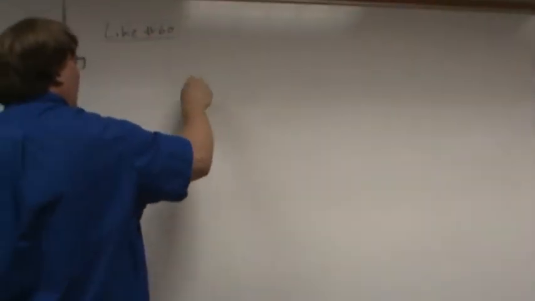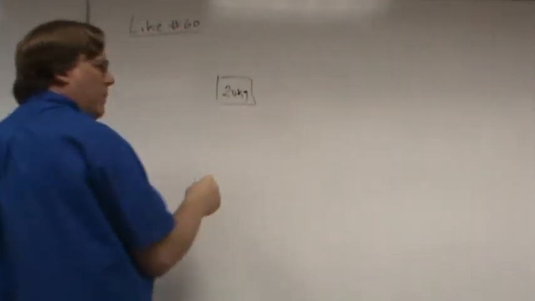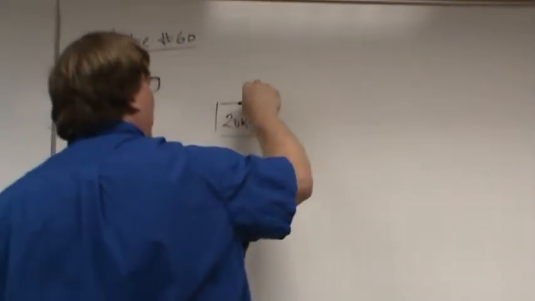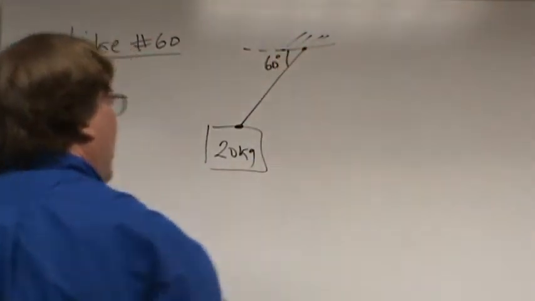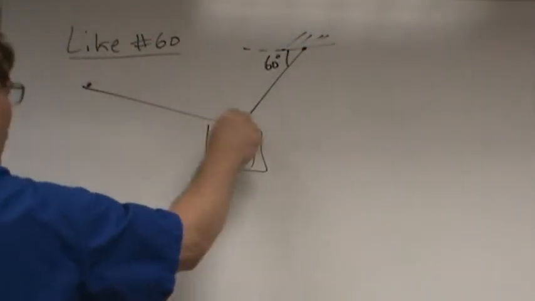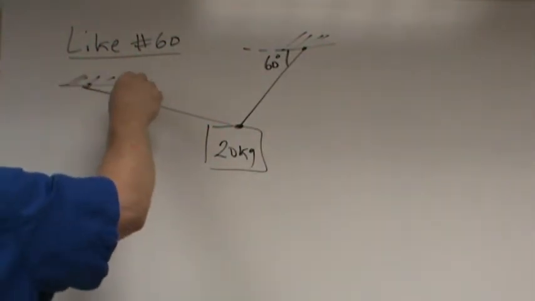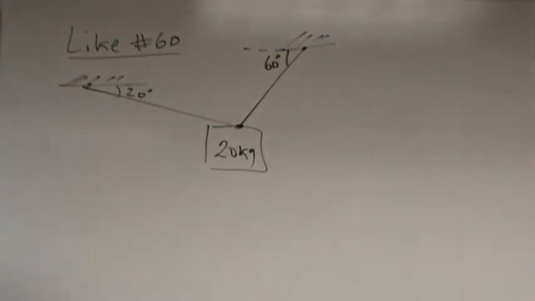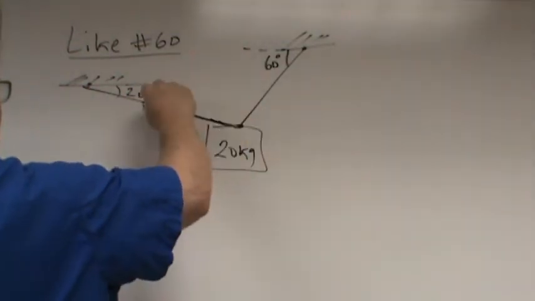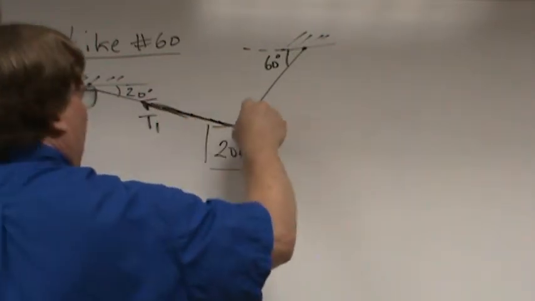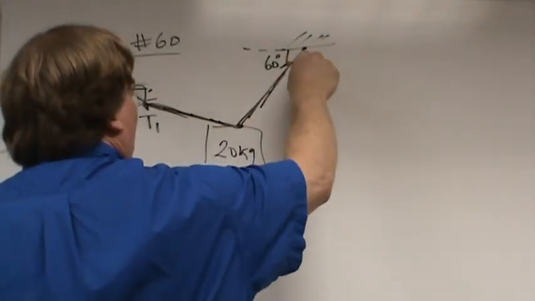Here's a problem like number 60. This isn't actually number 60. Suppose I have a sign. It's a 20 kilogram sign. It's being held up by 2 cables. One cable here at a 60-degree angle from the horizontal, and one cable here at a 20-degree angle to the horizontal. These 2 cables being at 2 different angles are going to have 2 different tensions. This tension I'll call T1, and this tension I'll call T2.